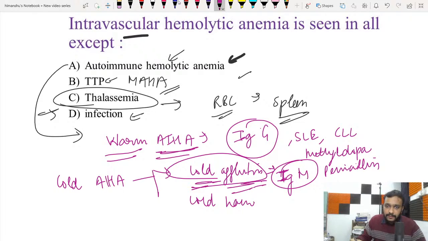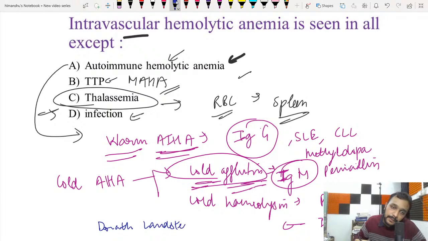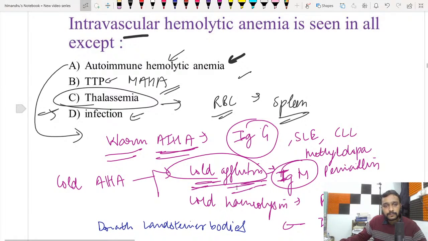Whereas in cold hemolysin type, the antibodies are against the P antigen of RBCs, and these are of IgG type. These antibodies are also known as Donath-Landsteiner bodies.